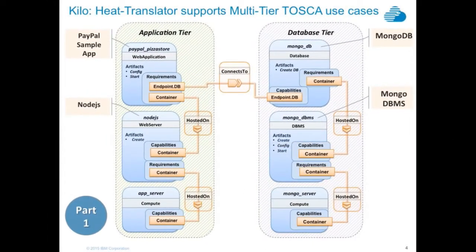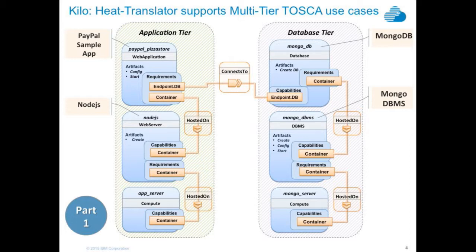So I want to touch on one of our multi-tier TOSCA use cases. It's in 2 parts, but the first part is the TOSCA modeling of a typical application deployment workload. It basically consists of 3 components: the PayPal Pizza Store application, Node.js, and MongoDB as a database. The PayPal Pizza Store application lets users play with the REST APIs to store their credit card information and order pizzas.